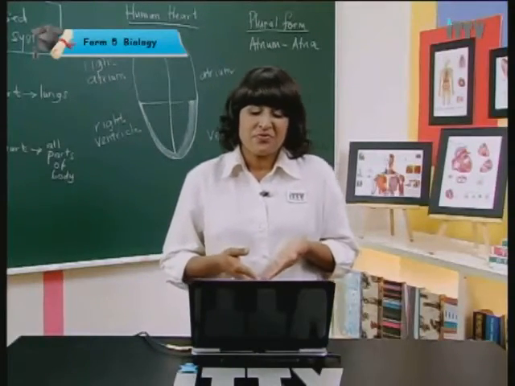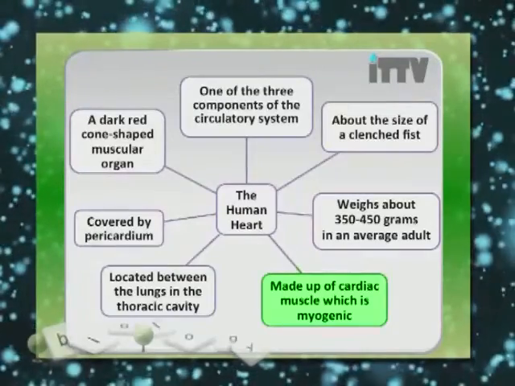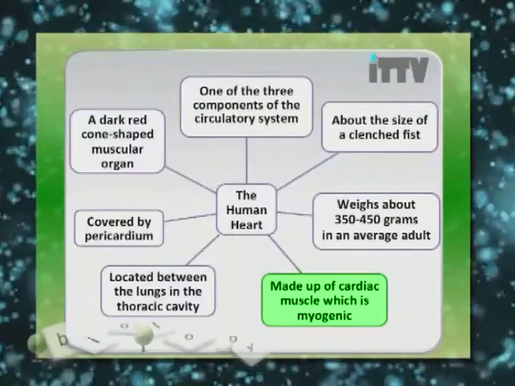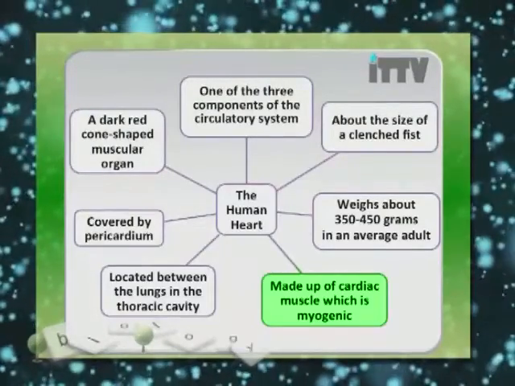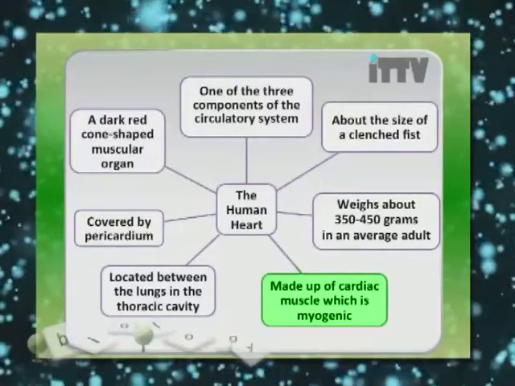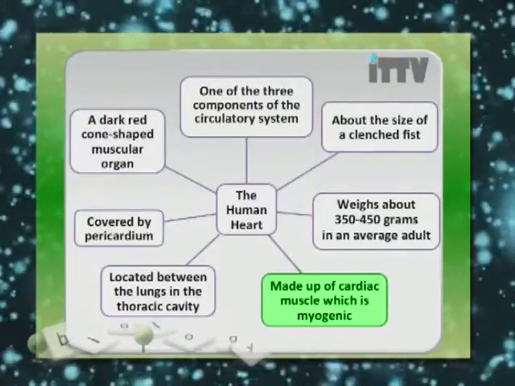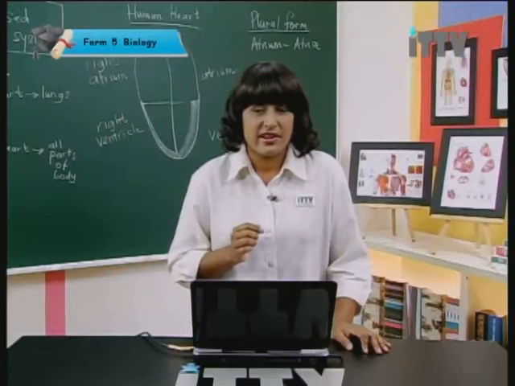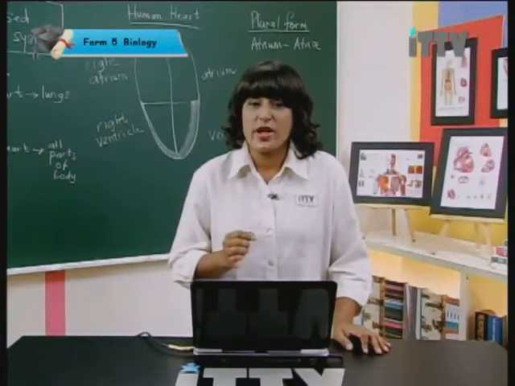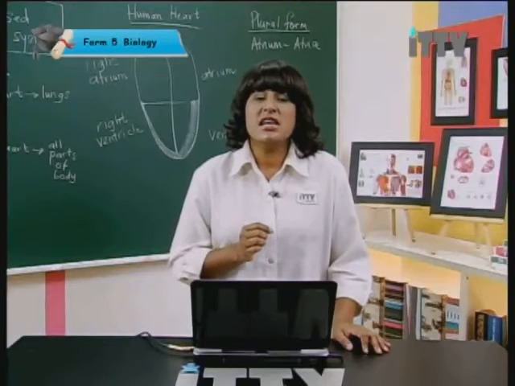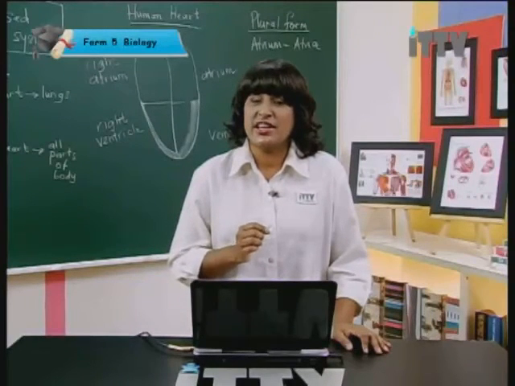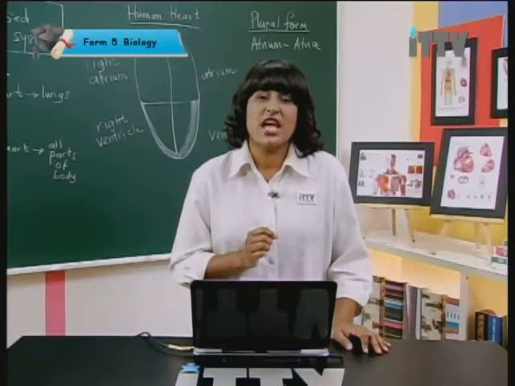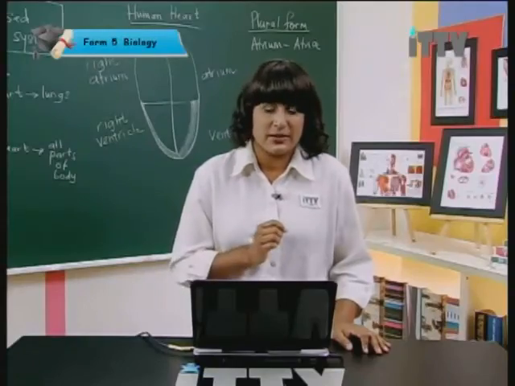Back to the lesson. The human heart is made up of cardiac muscle, which is myogenic. Now the cardiac muscle is a very strong muscle besides the skeletal muscle in the human system. The word myogenic has to be remembered here because the cardiac muscle can contract and relax rhythmically without a brain stimulus, meaning a nerve stimulus from the brain is not needed to initiate the pumping of the heart, thanks to the myogenicity of the cardiac muscle.